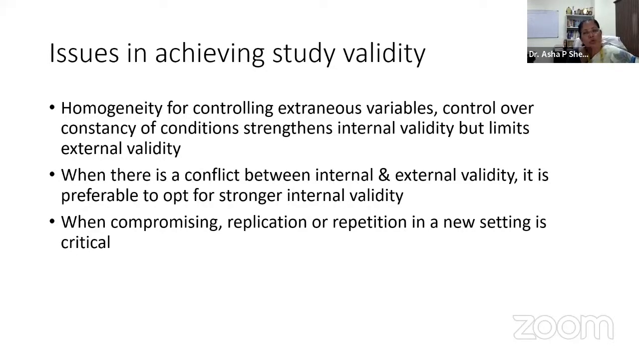We need to control over the constancy of the conditions. That will strengthen our internal validity but limits the external validity. And when there is a conflict between the internal and the external validity, it is preferable to opt for the stronger internal validity. So when compromising the replication or repetition in a new setting, that becomes really critical in case of the experimental design.